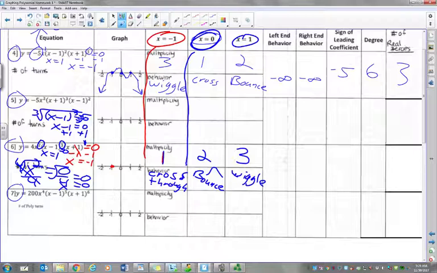Number of real zeros. We have 1, 2, 3 of them on this particular problem, right? 1, 2, 3 zeros there. So we'll put 3 real zeros.